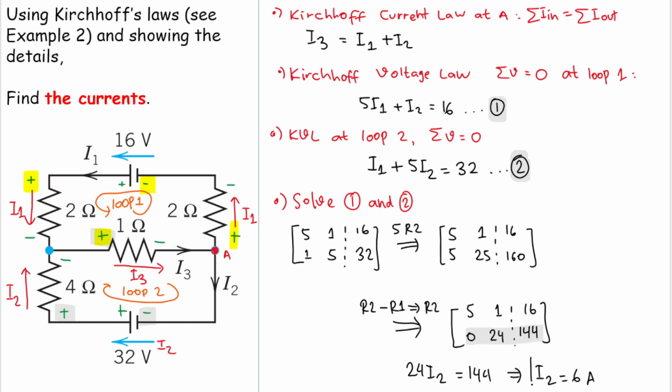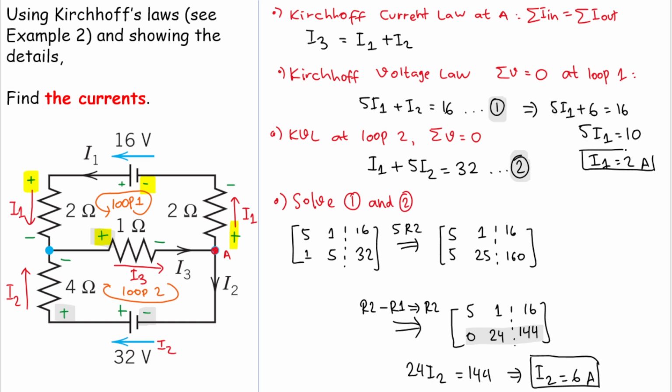Okay, let's put this into a box because this is one of the answers that is looked for in the problem. And then for I1, what is I1? We can just plug I2 into one of the equations, right? So for equation number 1 here, we will have 5I1 plus 6 is equal to 16. And so we'll have 5I1 is equal to 10. And so I1 is equal to 2 amperes. And that is I1 here.